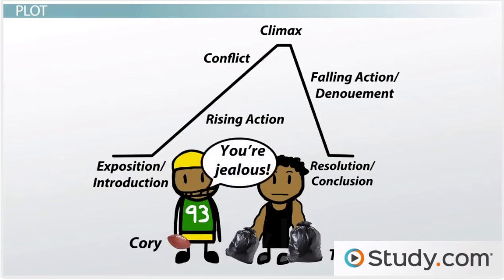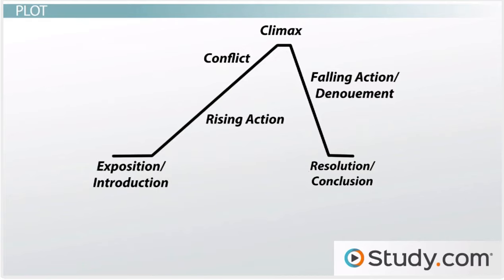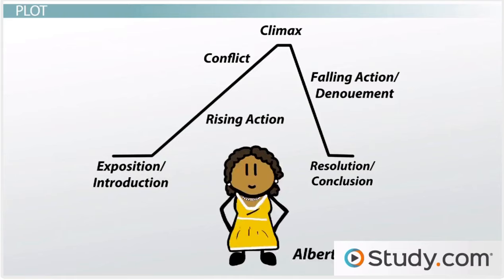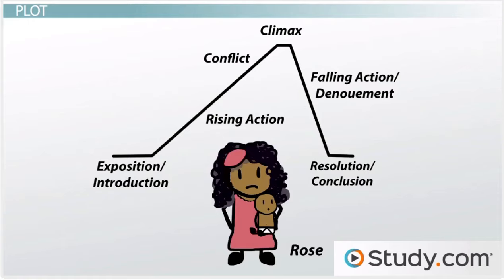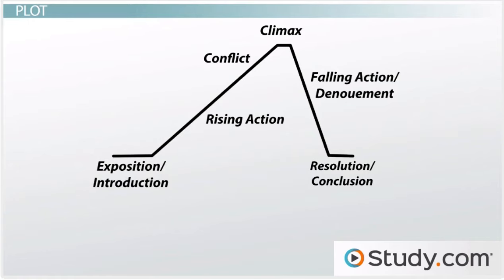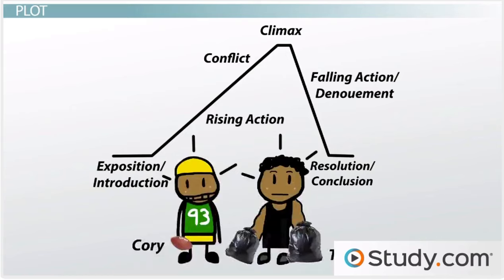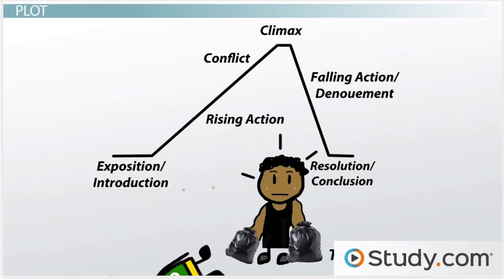Corey accuses Troy of being jealous. Troy's affair with Alberta comes out when she becomes pregnant. Alberta dies during childbirth, and Rose agrees to raise the child but is no longer attached to Troy. The climax is when Troy and Corey fight. Troy kicks Corey out of the house.